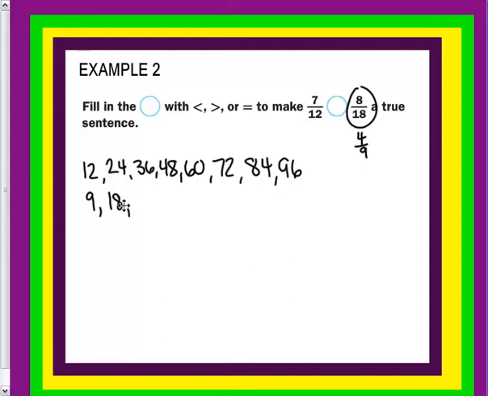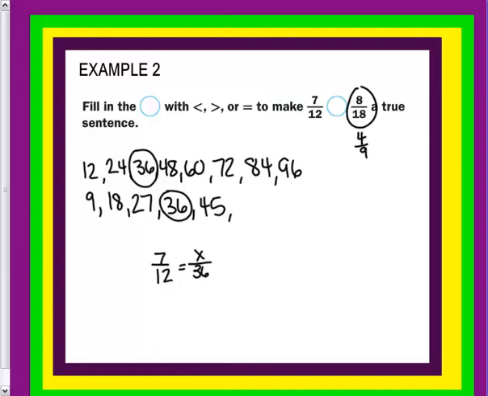18, then we've got 27, then we've got 36, then we've got 45. Anything so far? Ooh, 36. I don't need to keep going with the multiples because I've already found a common denominator. So 7/12 equals 36 over x. This is a proportion. Equivalent fractions are proportions. So if I multiply 12 times 3 to get 36, I multiply 7 times 3 to get 21.